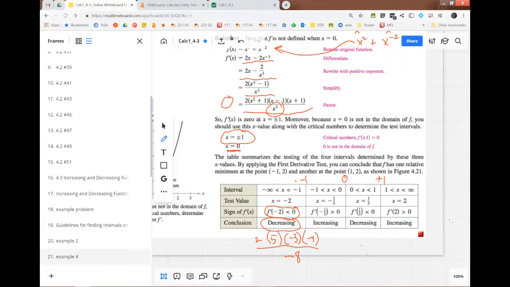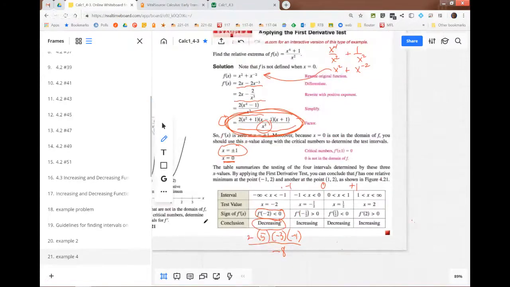Okay, then anyway, each section you have to plug into your derivative, this thing up here that I'm circling right now. You have to plug it in there and see what you get. And if you get a negative, it's decreasing. If you get a positive, it's increasing. And you see how we get, in this case, decreasing, increasing, decreasing, increasing.